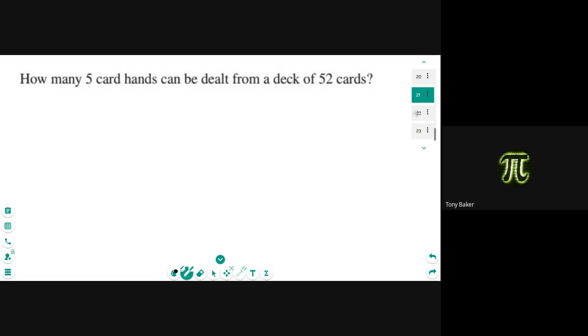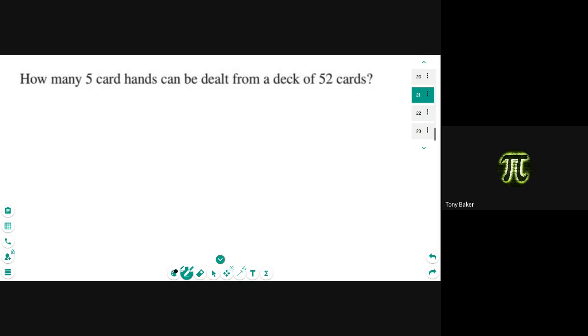Last one. How many 5-card hands can be dealt from a deck of 52 cards? So, question, does order matter or not matter? Does not matter, because I can move the cards any direction I want, right? Okay. So the order does not matter.